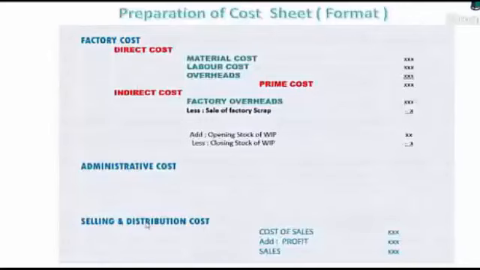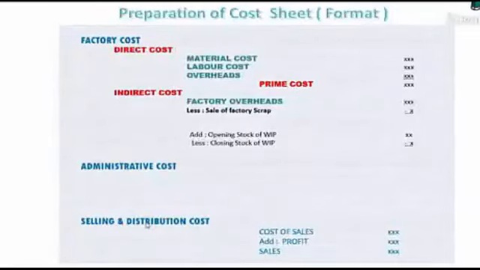Still we are doing the calculation of factory cost only. We arrive at a figure of prime cost. Then we are adding all indirect costs incurred in a factory. A simple word for indirect factory cost is factory overheads. So whenever the word factory overheads is there, we can assume that these are indirect expenses incurred in a factory. We'll be adding factory overheads, and deducting the sale of factory scrap.